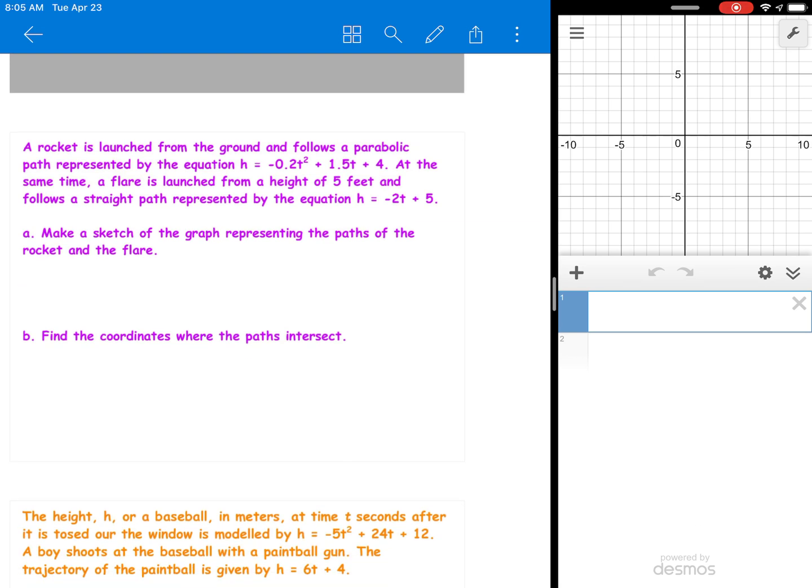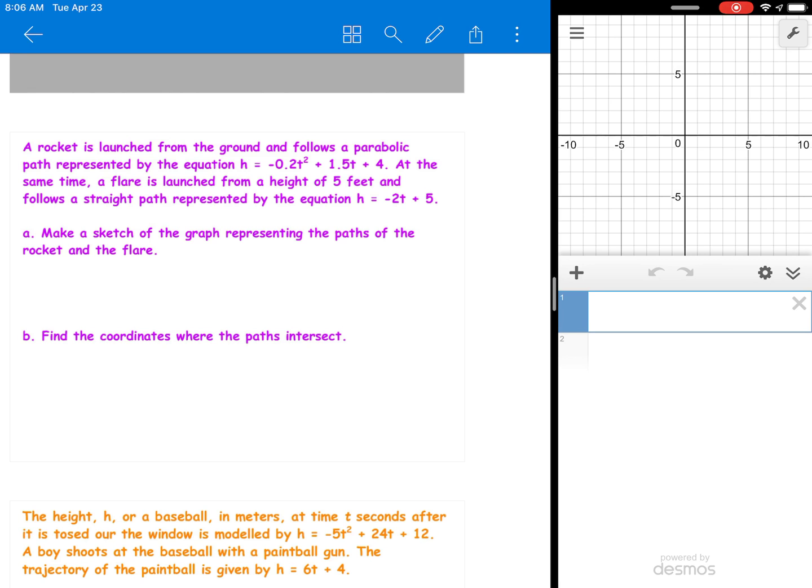What I want to stress is in these equations, they're using different variables other than x and y. They're going to use h and t. So a rocket is launched from the ground and follows a parabolic path represented by the equation h equals negative 0.2 t squared plus 1.5 t plus 4. At the same time, a flare is launched from a height of 5 feet and follows the path of h equals negative 2t plus 5. Sketch the graph and represent those two.